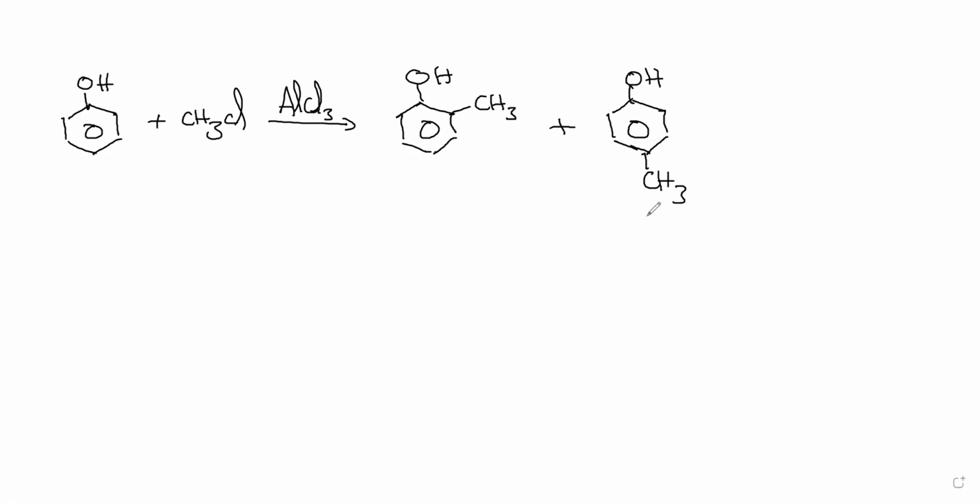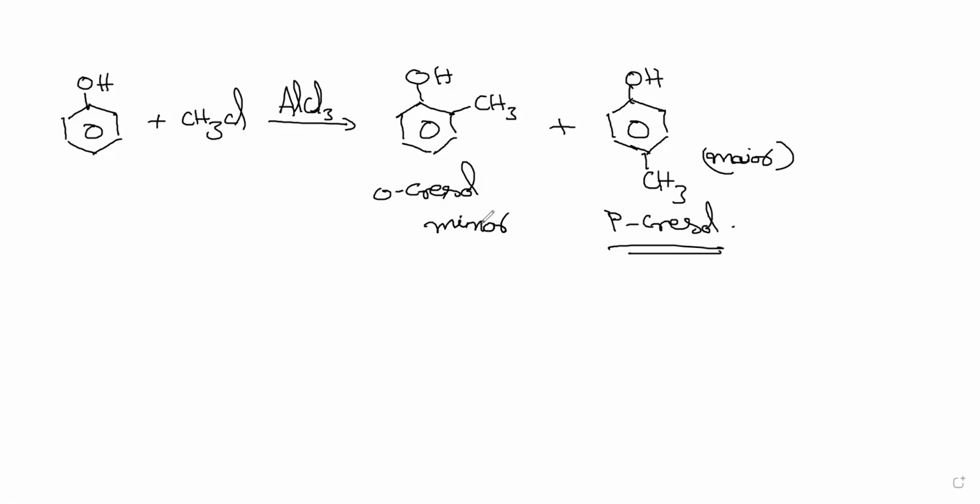Now this is called ortho-cresol. This is called para-cresol. Obviously, the para products are more major products. This is a major product and this is minor product. So this is how the reaction goes.